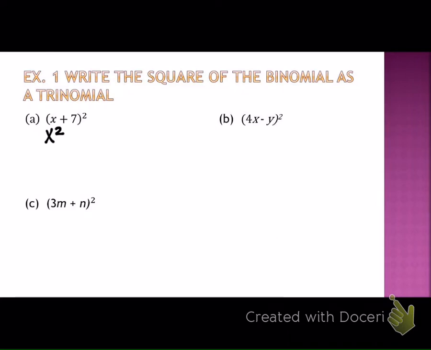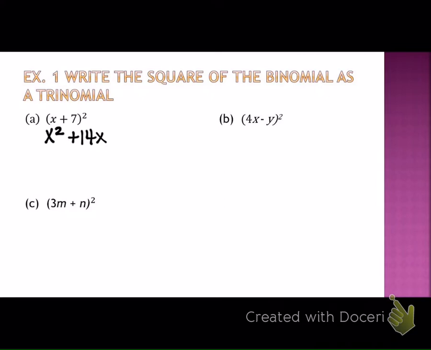Double. So double 7x. If I multiply 7x by 2, I get what? 14x. And there is my middle term. I multiply the terms together. That's a 7 times an x. That's 7x. I double it. 7x times 2 is 14x. There's my middle term. And then lastly, Yasmin, I'm supposed to do what?